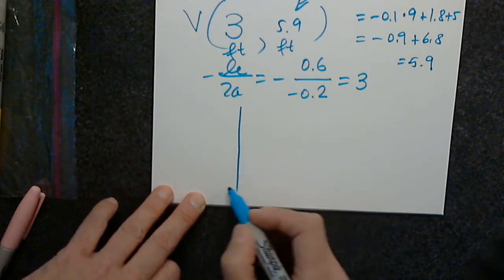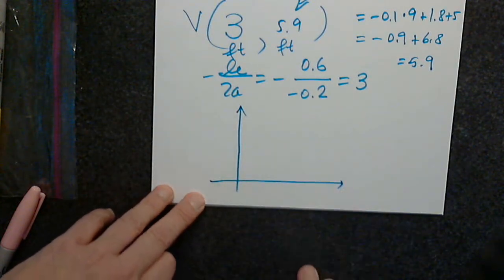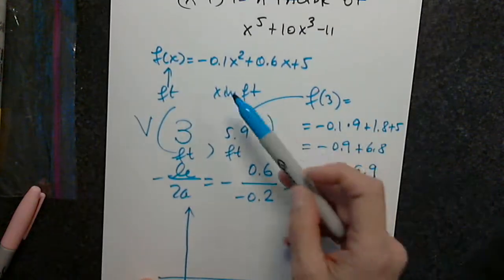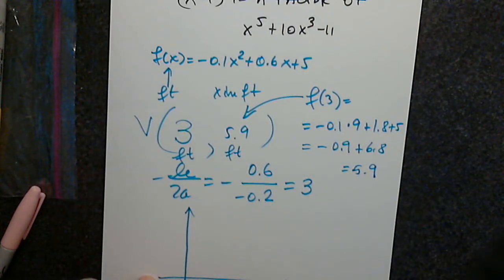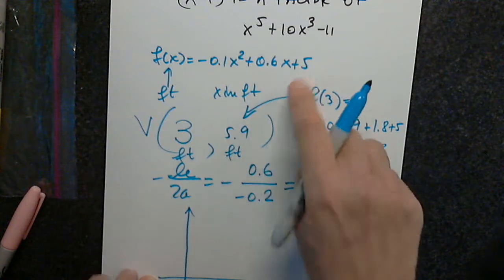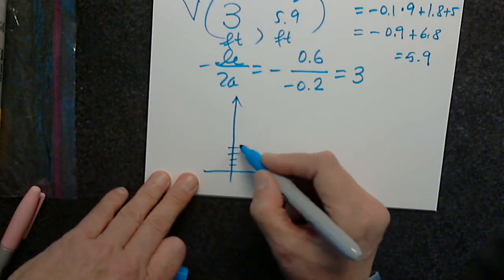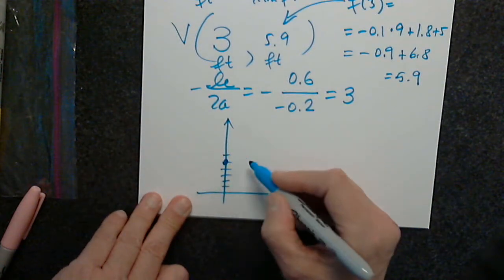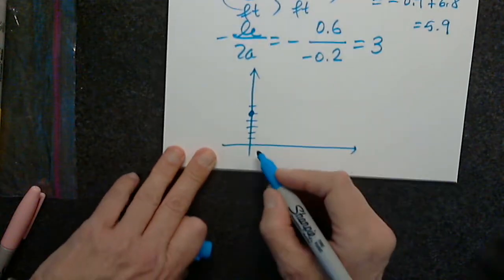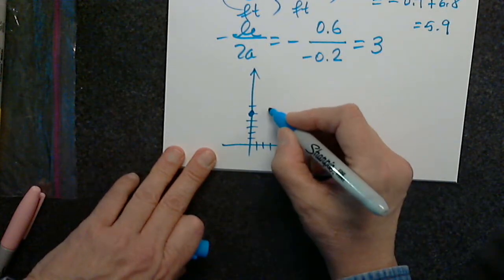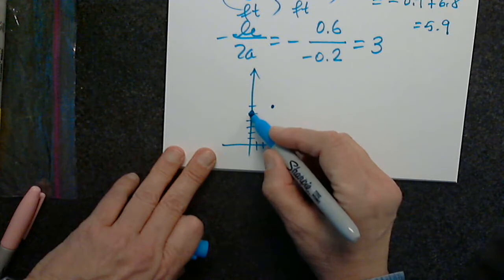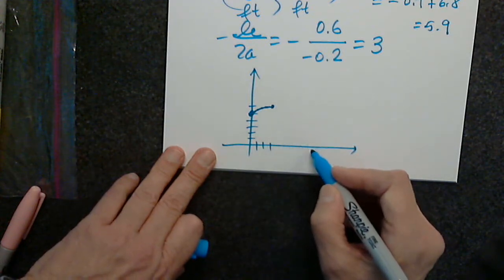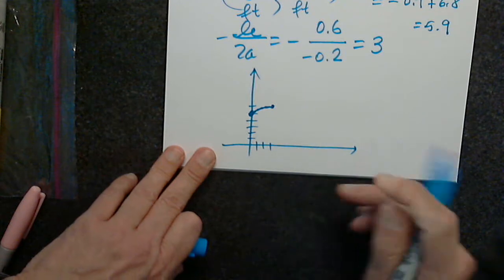So I can already graph that. What is the y-intercept of this function? Right, because I plug in 0 and I get 5. Very good. So 1, 2, 3, 4, 5. It starts here. And this is 5.9, so that's 6. So 5.9, 3 units away. 1, 2, 3, and 5.9. So I already know this. I don't know where it's going to land, but I already know this piece.